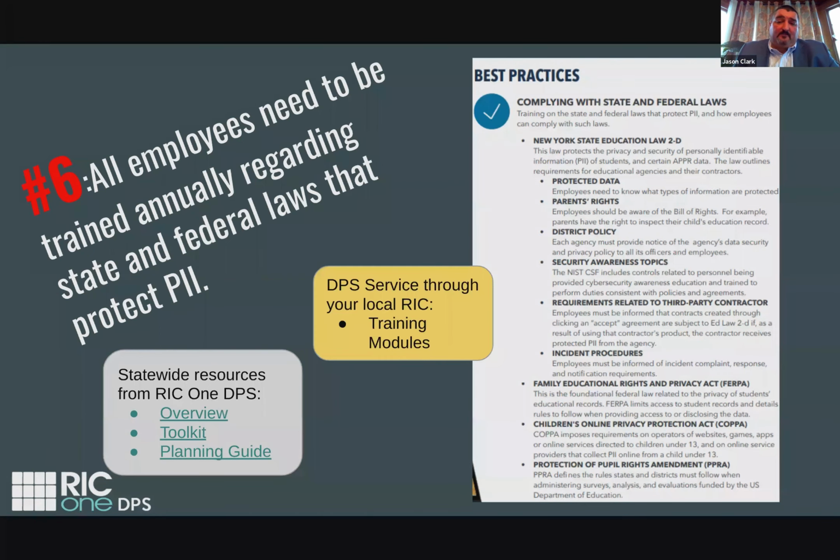And it can be done in a group setting. Our training modules are asynchronous. There's 3 different modules. One is specifically around the law, and the other 2 are around best practices and identifying threats. So, it really depends on what your district is using, but that is part of the regulations, is that the employees need to be trained regularly.